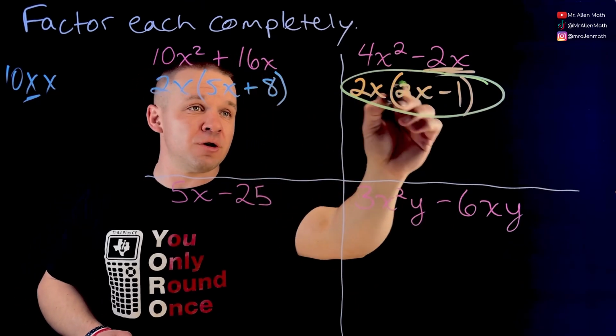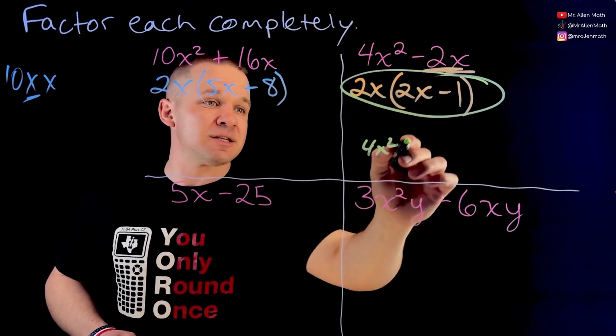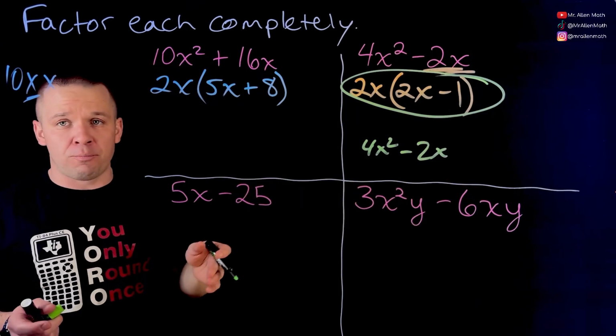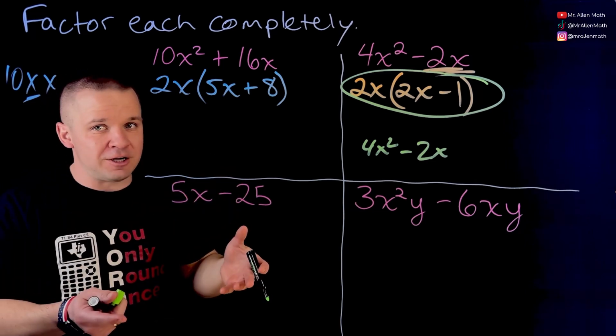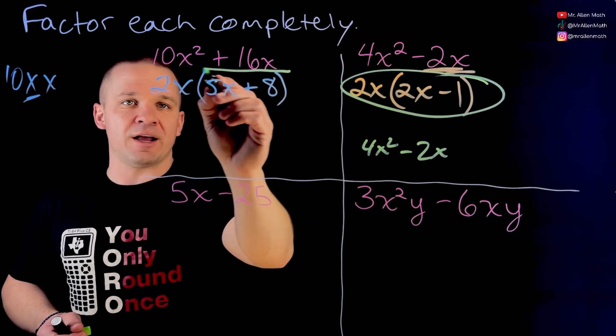But if I were to distribute, I'd have 2x times 2x, which is 4x squared. 2x times negative 1 is negative 2x. I get back to my original problem. Super important to know that, right? If I distribute it back in, do I get the original? Yes, okay? So these are my final answers for these first 2.